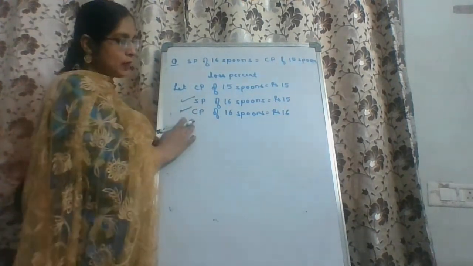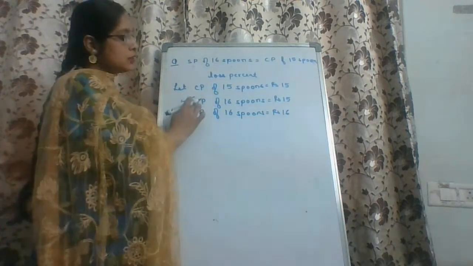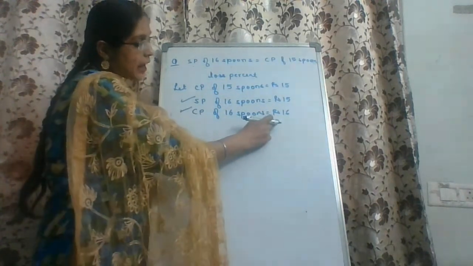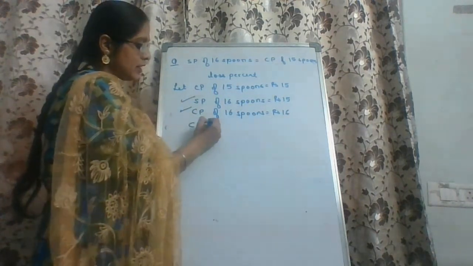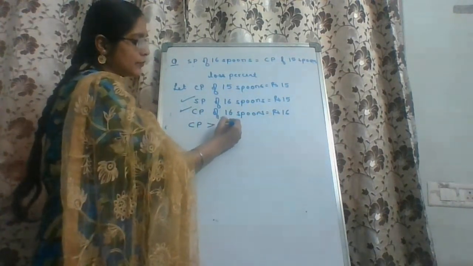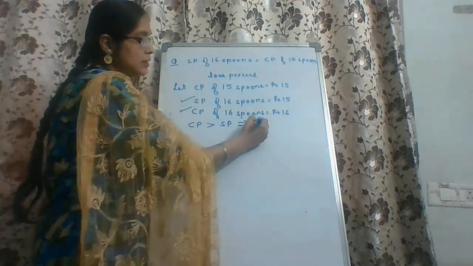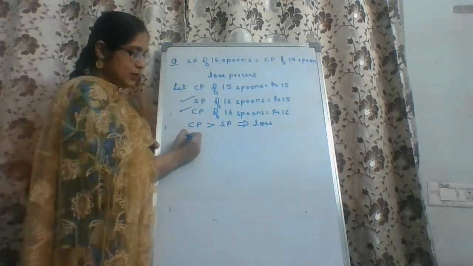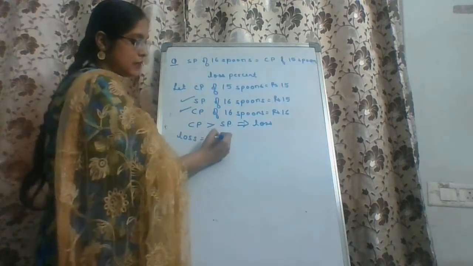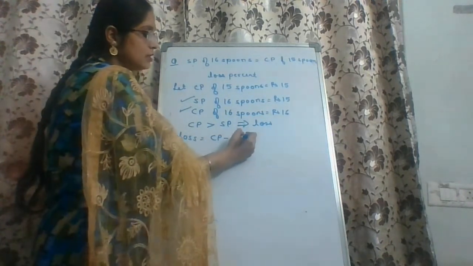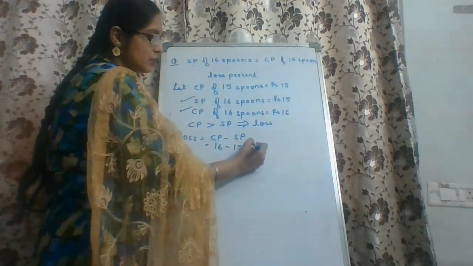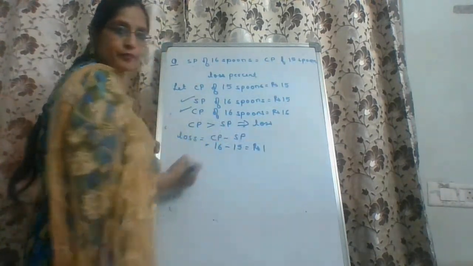Now we work with these two. I have the cost price of 16 spoons and the selling price of 16 spoons. I can see that cost price is greater than selling price, which implies loss. Loss is equal to CP minus SP. What is it equal to? 16 minus 15, which is equal to rupee 1.